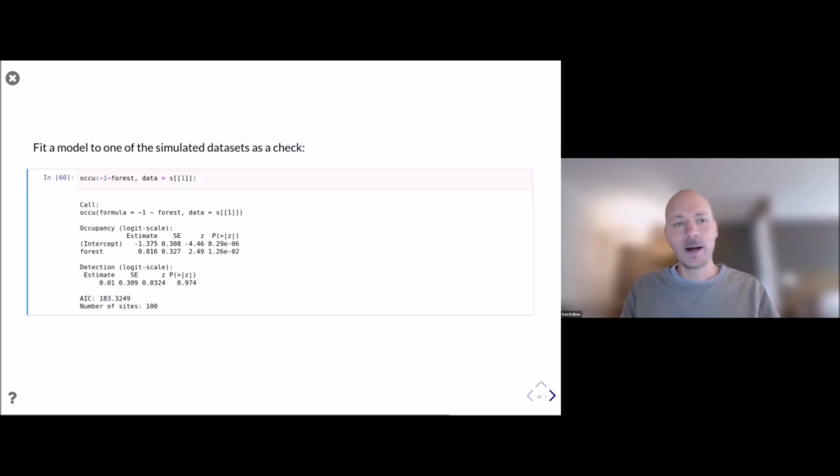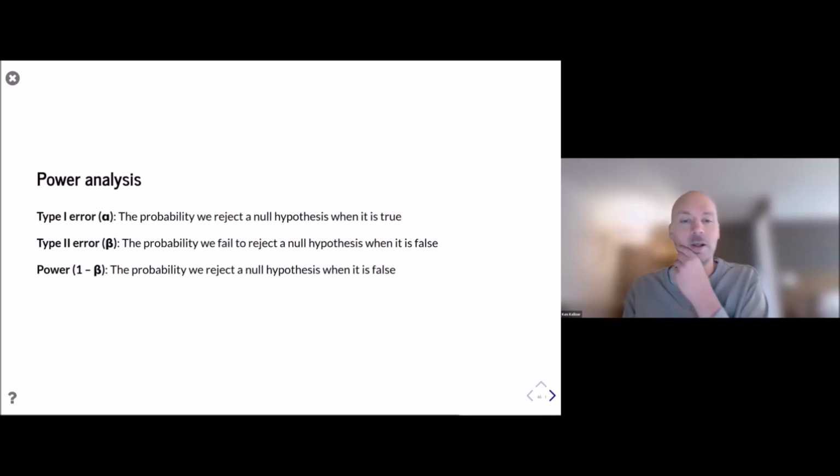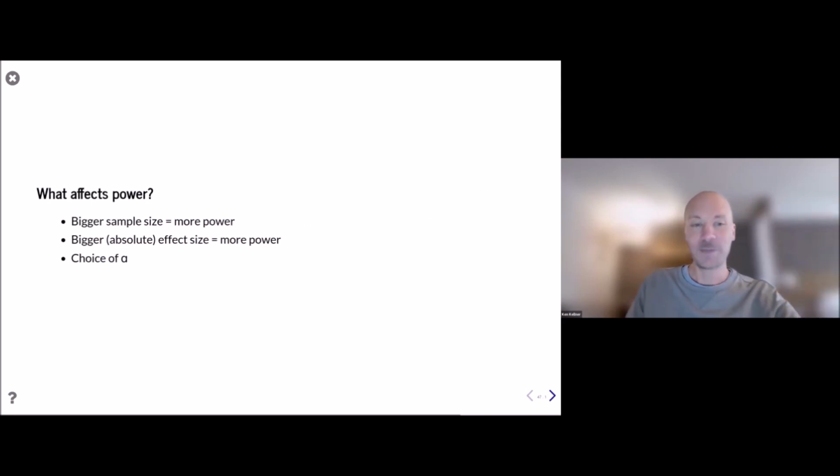So that's simulation. Now I'll talk about power analysis, which is based on the simulation tools. So a very quick overview of power analysis. We've got type 1 and type 2 error, and then power is 1 minus the type 2 error. And we want large power when we're doing significance testing. It's the probability that we reject a null hypothesis when it's false. What affects power? The more sample size, the more power. And the bigger the effect size you're interested in, the more power, as well as the choice of alpha. And I'm going to focus here on the effective sample size.